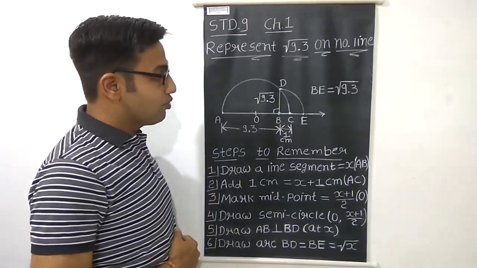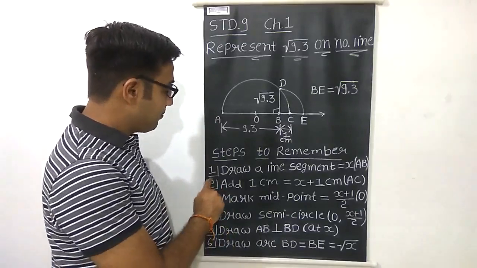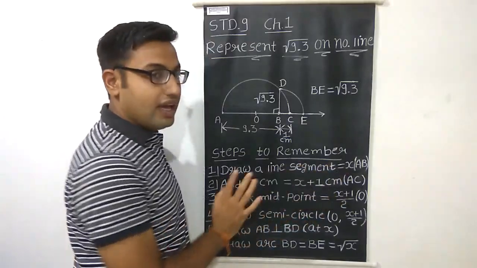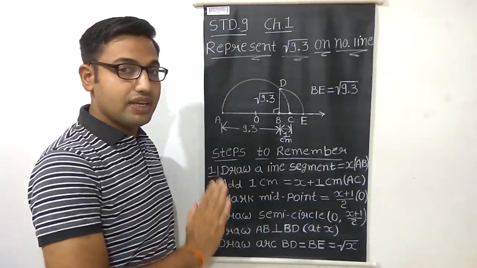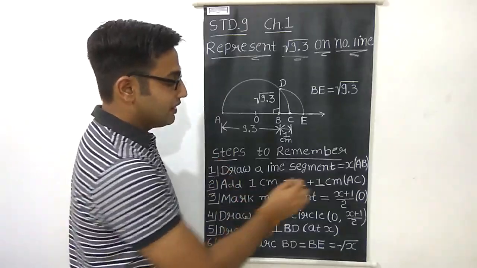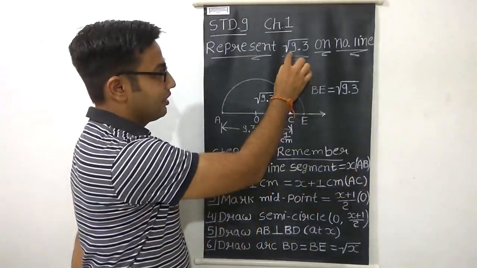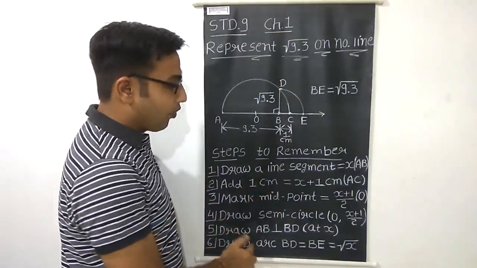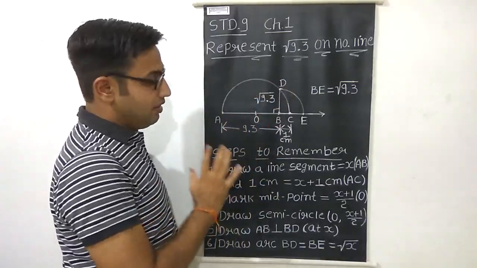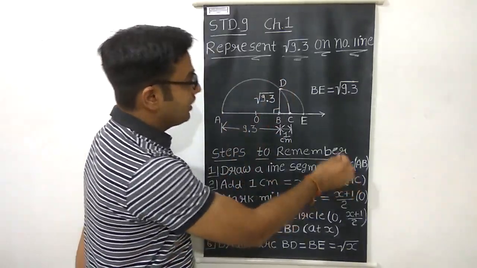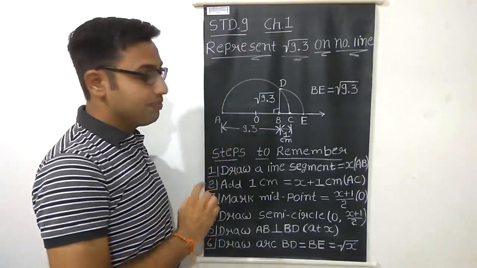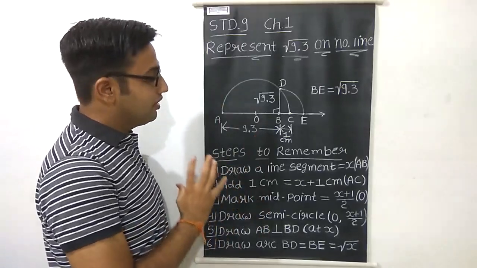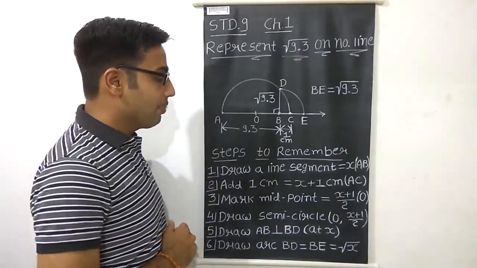So what will we have to do? The first step is to draw a line segment that is equal to x. I have taken x as a variable, but we will compare this x with this example, that is 9.3. These steps are for all kinds of sums, but here we will take x as 9.3. By studying this sum, we will understand how to represent this number.